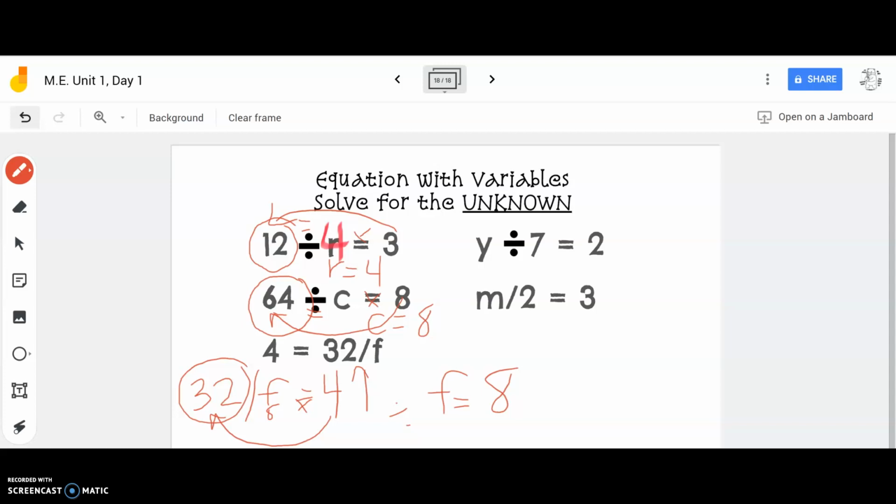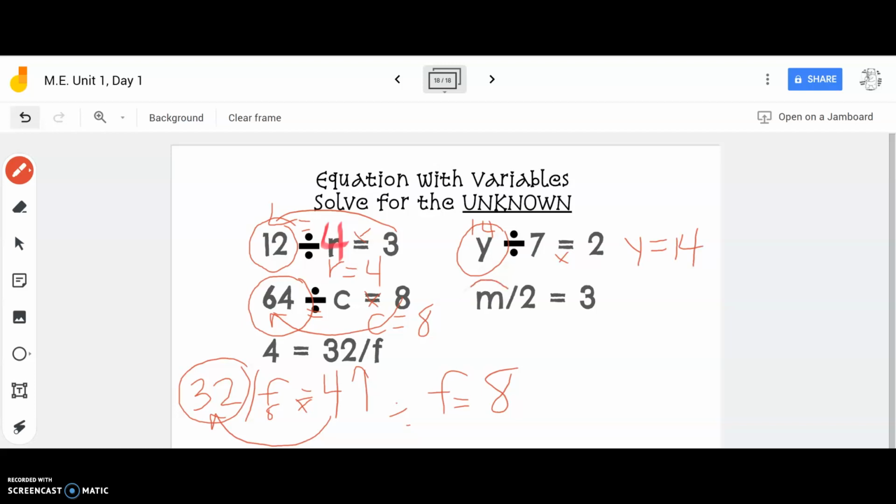Okay, I'm in trouble this time because my whole is missing. So now I can use my trick. I can work backwards. 7 times 2 is 14. 14 divided by 7 equals 2. Let's see, 2, 4, 6, 8, 10, 12, 14. I just counted my 2s, and there's 7 of them that equal 14. So Y equals 14.